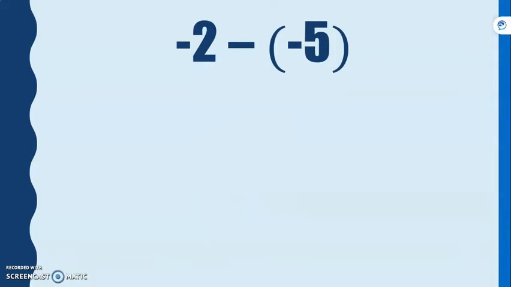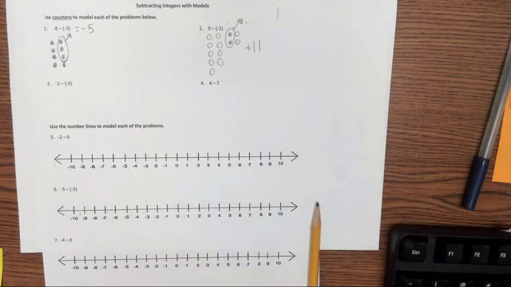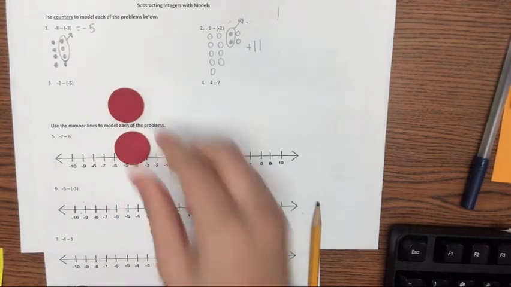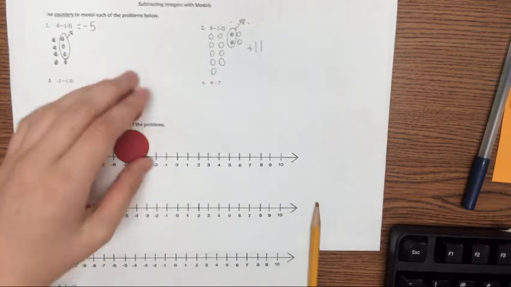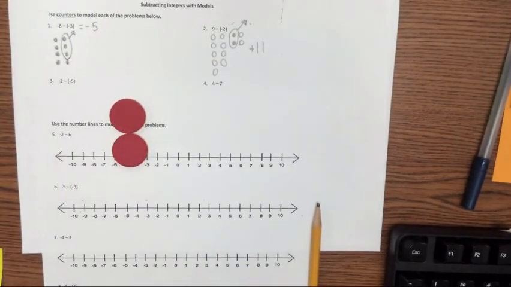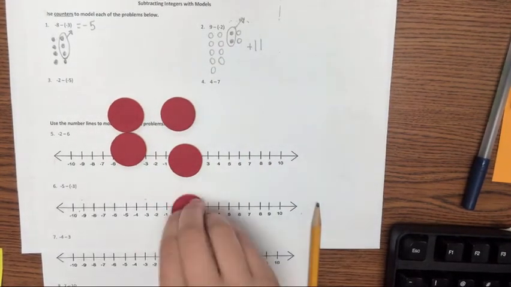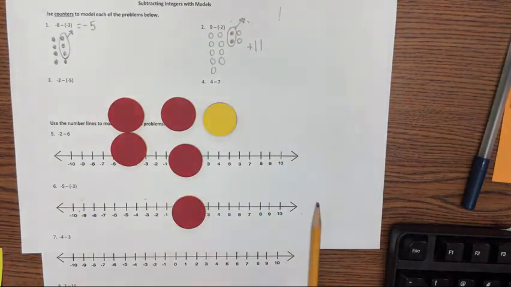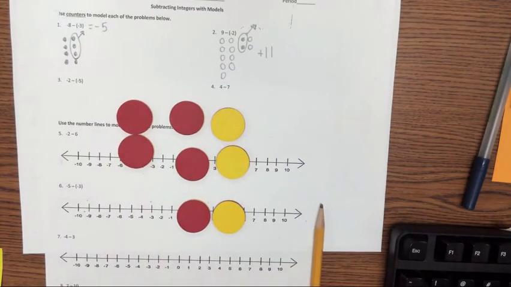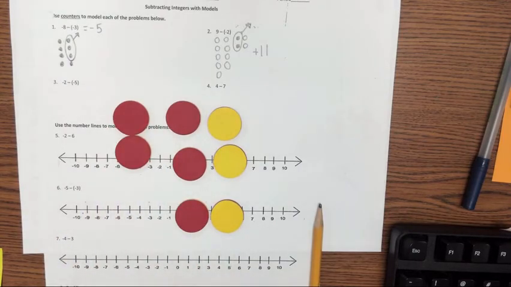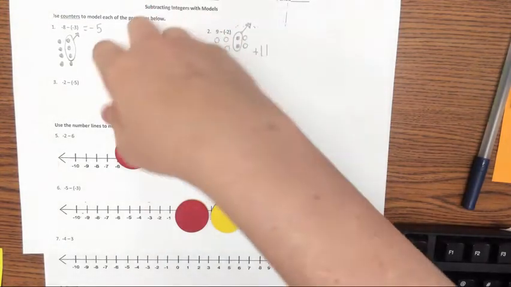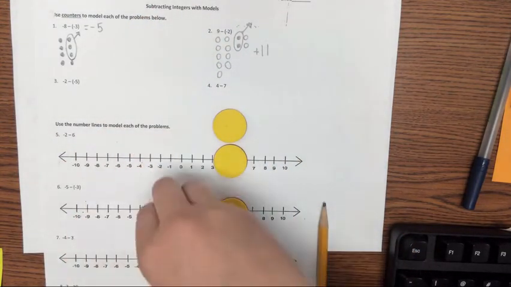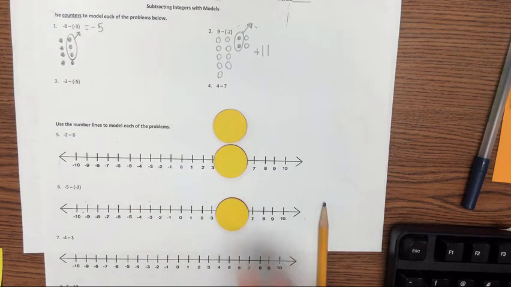-2 minus -5. So I'm going to put 2 negatives on the table. 1, 2. Now I want to take away 5 negatives. I don't have enough negatives to take away. So right now I have 2, but I need 5 to take away. So I'm going to add 3 more. 1, 2, 3. But when I add 3 negatives, I also have to add 3 positives. Because right here, this expression is still -2, because all of this is 0. Now I can take away the 5 negatives. And I'm left with 3 positives.